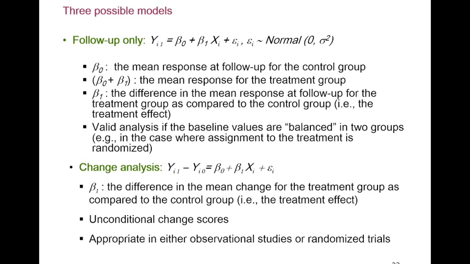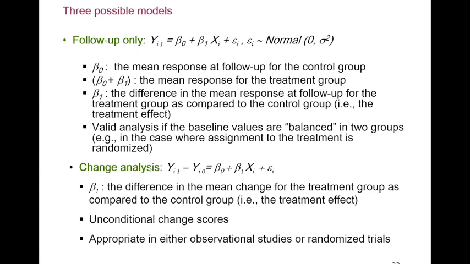Clearly, this analysis is valid if the baseline values are balanced, comparable in the two groups, for example, where assignment to the treatment is randomized. If the baseline values are incomparable or have a substantial difference, then this method will not give you a valid estimate of the treatment effect.